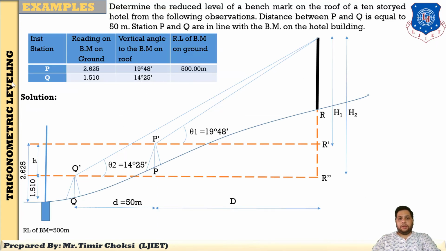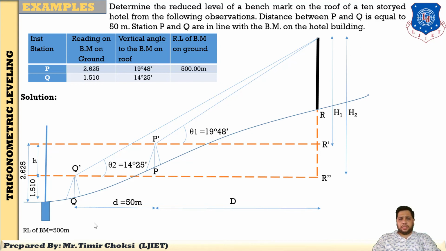Now, second example. Determine the RL of the benchmark on the roof of a 10-story hotel building from the following observations. The distance between P and Q is equal to 50 meters. Stations P and Q are in line with the benchmark on the hotel building, meaning they are in the same vertical plane. Here I have not written it, but you have to consider the point S, and find the RL of point S.